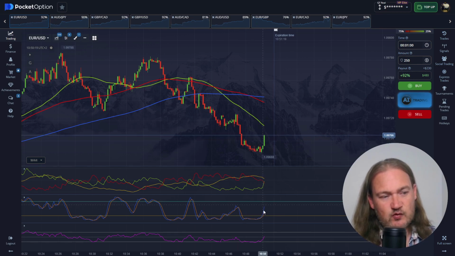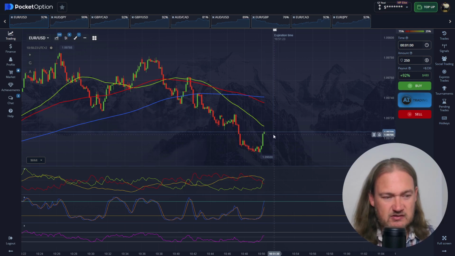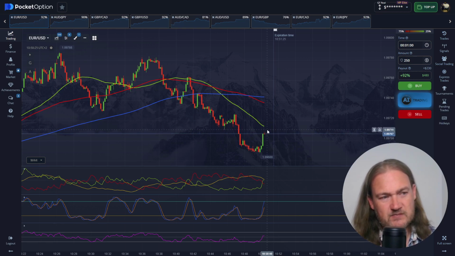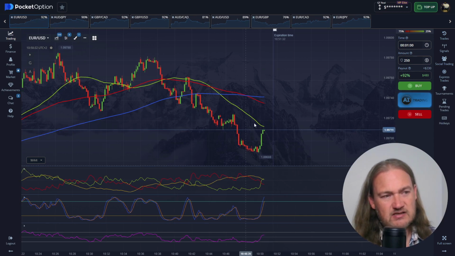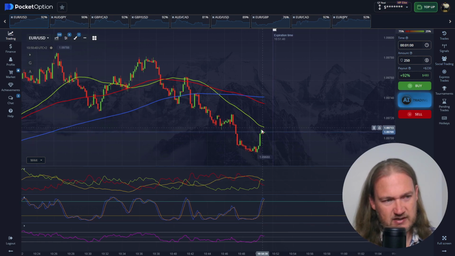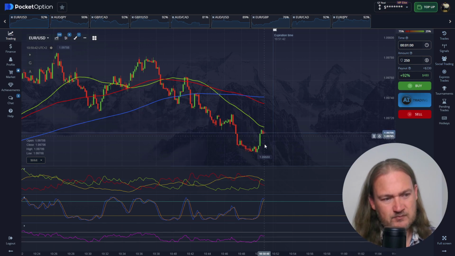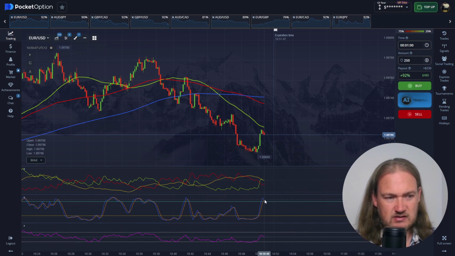But if this doesn't form proper divergence, I'm not going to take it just because I thought, oh, it's going to come up and so it should come down again. I will wait for divergence to form first. So currently, this is hidden bearish divergence. We've got a high here, a lower high here. Just need to wait and see if it does form or not. My stochastic is crossing, so probably on the next candle I'll take a sell.